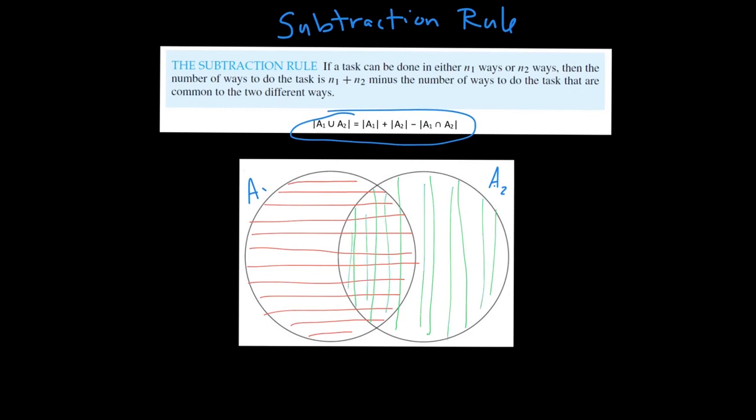So what happens when we do that is we've counted everything in A1, and we've counted everything in A2, but look at this part in the middle. This part, this little football shape, has been counted twice. It's been counted once by counting A1, and a second time when I counted A2, so it's been counted twice. So to fix that, to get the right count, I subtract off that intersection. I subtract off the cardinality of that intersection one time. And so that's the subtraction rule. Let's see an example.